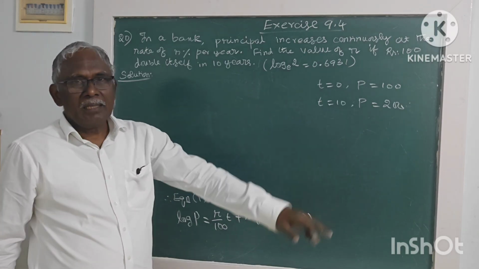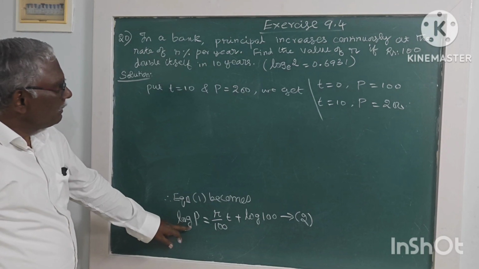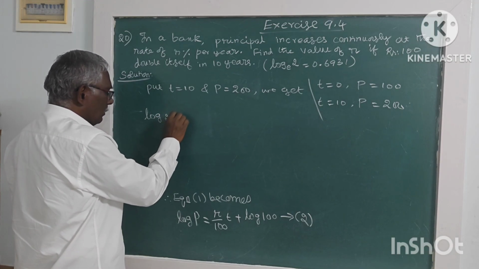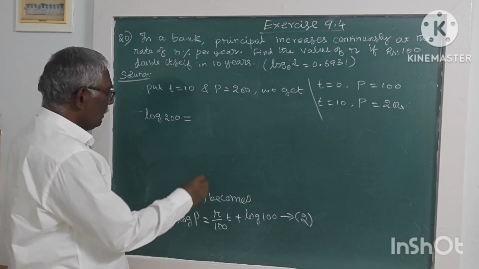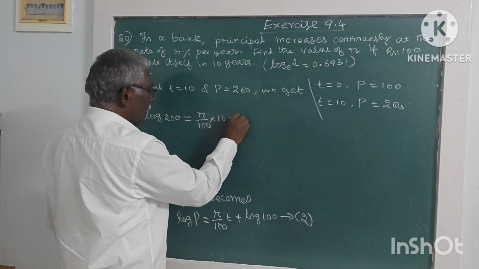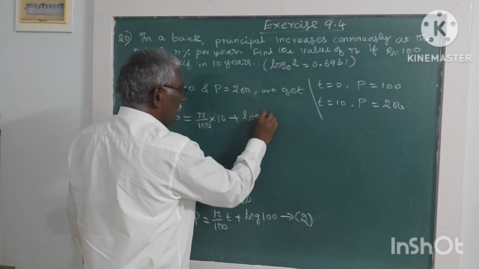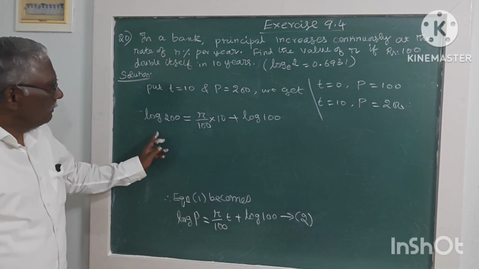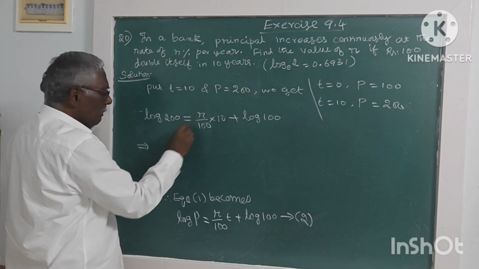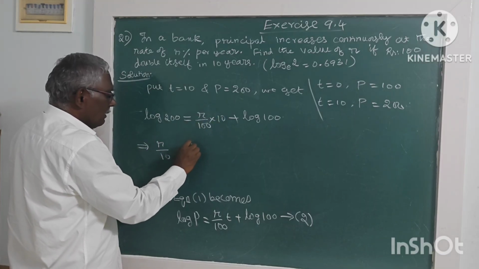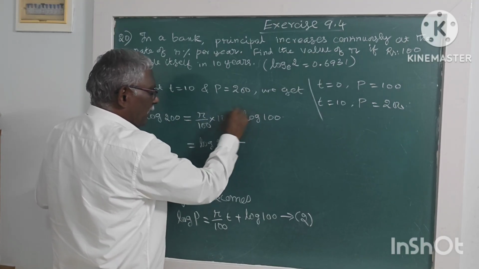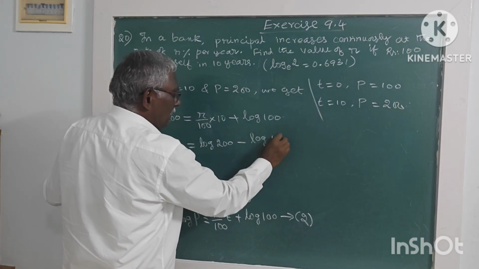Now put t is 10 and p is 200. Log 200 is equal to r by 100 times t, which is 10, plus log 100. So from this equation we have to find the value of r. So we will say r by 10 is equal to log 200 minus log 100.